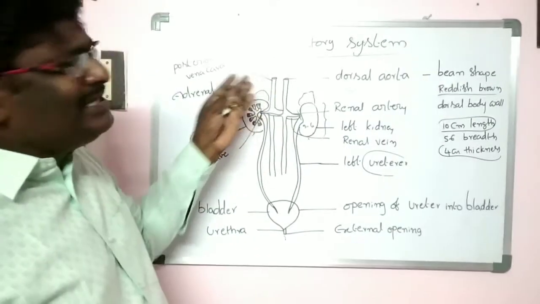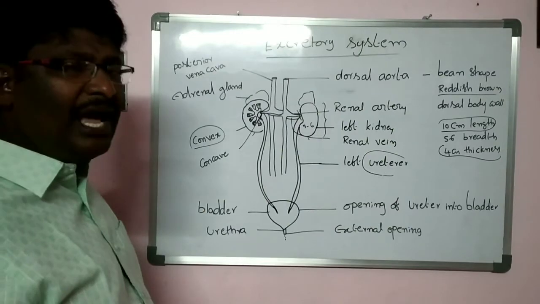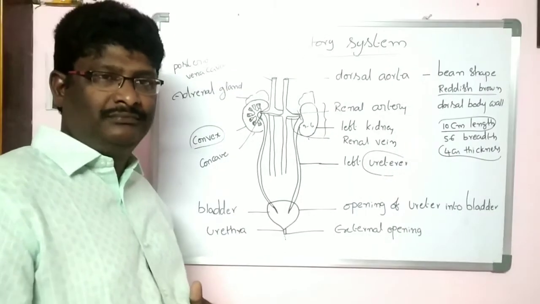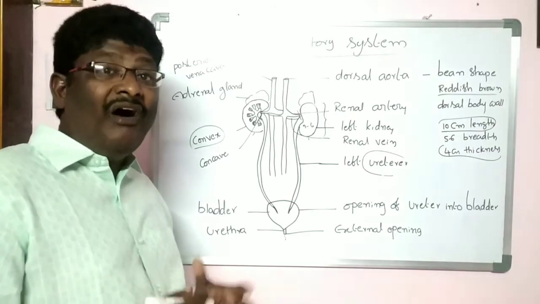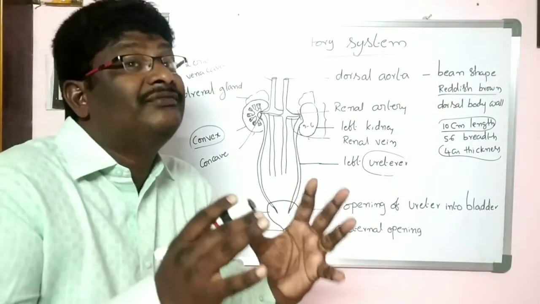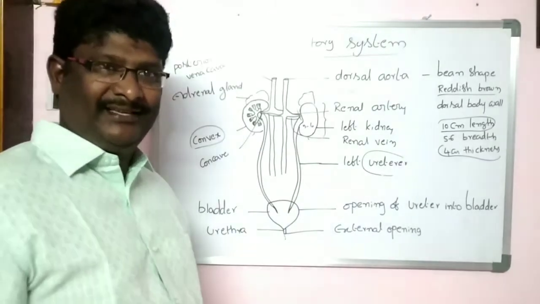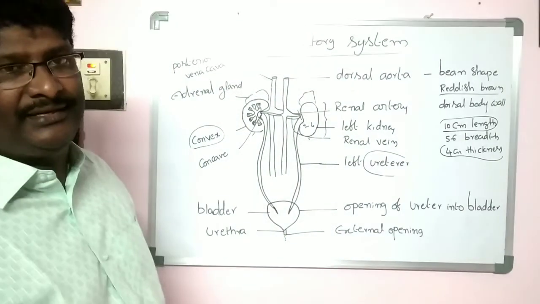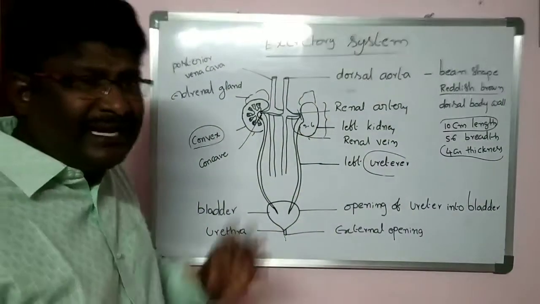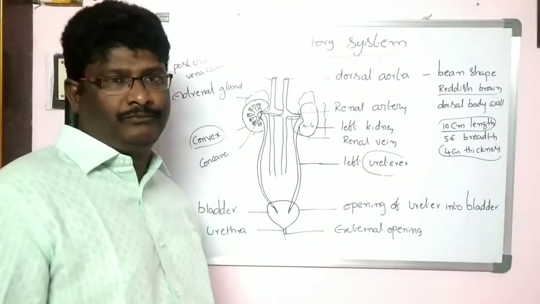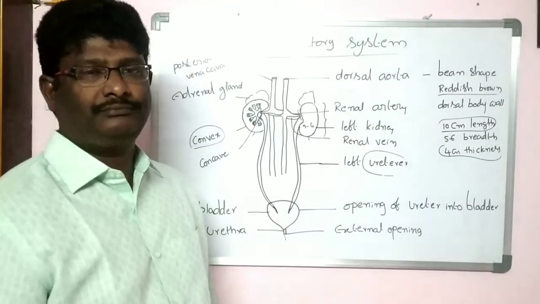What is the function of the renal artery? The renal artery brings oxygenated blood which has waste products, for purification. The renal vein carries the deoxygenated blood from the kidney.